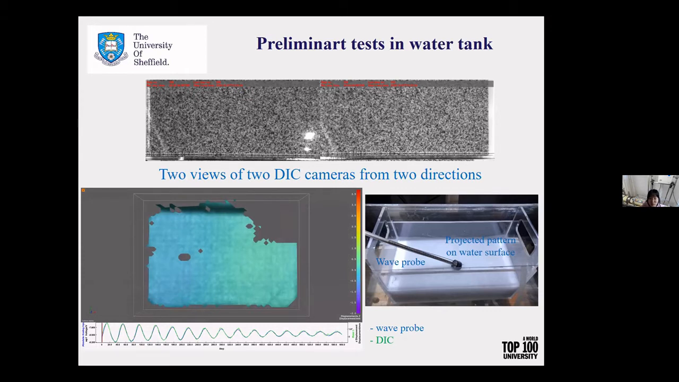The blank area on the top right is where the wave probe is placed, and a gauge point near this area was selected. The wave probe voltage fluctuations and the evaluated water surface fluctuations at this gauge point from DIC show comparable amplitude and frequency.